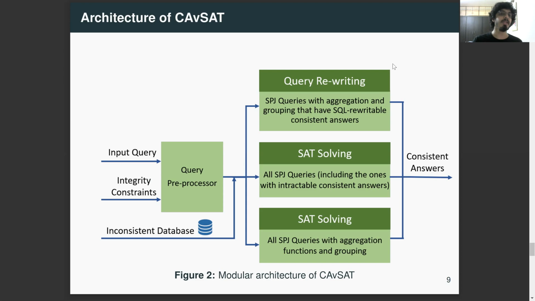And if we know that the input query is of such type, we forward it to the query rewriting module that implements several query rewriting techniques from the literature. But of course, not all queries have SQL rewritable consistent answers. So if the query doesn't belong to this type, then it's forwarded to one of the SAT solving modules, depending on whether the query has aggregation functions or not. And then the SAT solving modules implement these reductions, deploy SAT solvers, and compute the consistent answers.